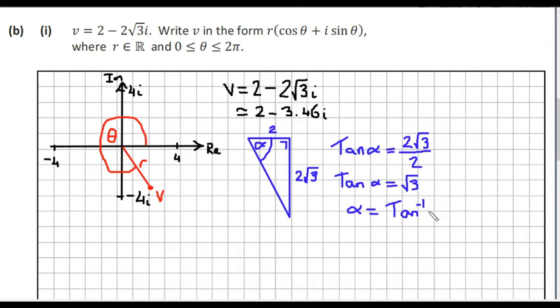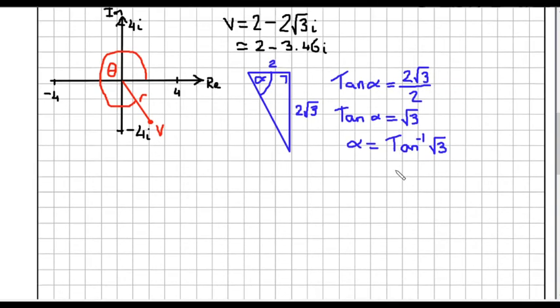Now we want to make sure that any angles here are measured in radians, because they want the argument ultimately measured in radians. So if we put that into the calculator, if you have your calculator in degree mode, that would be 60 degrees. But in radians, that's equivalent to pi over 3. So that's what alpha is.